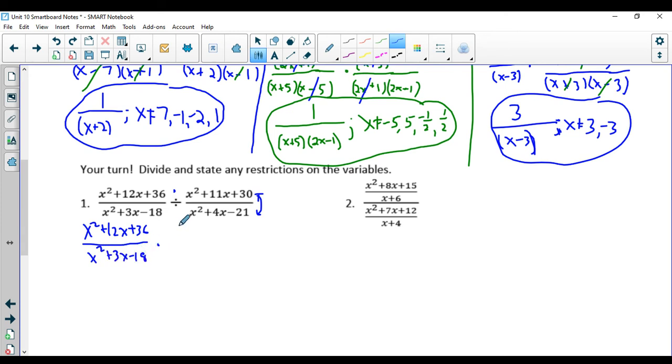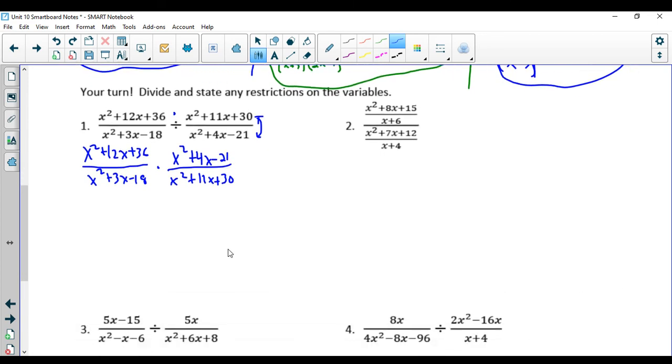Changing the division to multiplication, flipping the fraction. So x squared plus 4x minus 21 is on the top. And then x squared plus 11x plus 30 is on the bottom. All right, so now I got a lot of factoring. And this is all going to be SAM factoring. I know it's all SAM factoring because there's no GCFs in here. There's 3 terms for all of them, and there's a 1 in front of all my x squareds. So it's a lot of SAM factoring.